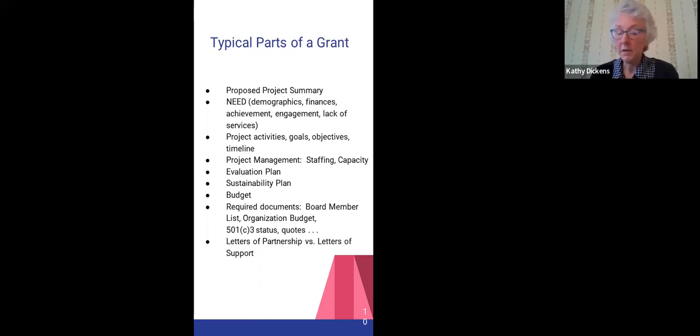Farm to school is needed because we have a high population of low-income students and we don't have many fresh foods in our food menu. Those are needs. And you can research that and provide data for that.